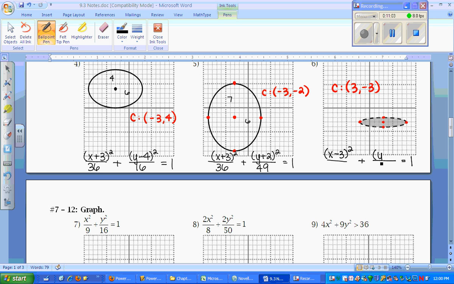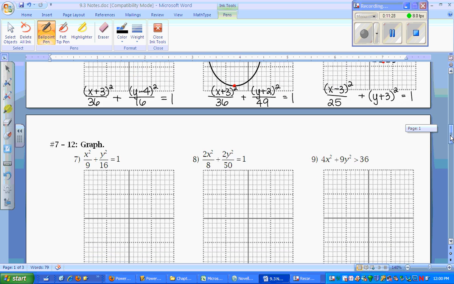X minus 3 squared, y plus 3 squared. I count the x radius, it's 5, so I square it and write 25. The y radius is 1, so instead of squaring and writing 1 in the denominator, anything divided by 1 is just itself. So I'm going to leave this as y plus 3 squared, no fraction, or nothing in the denominator.